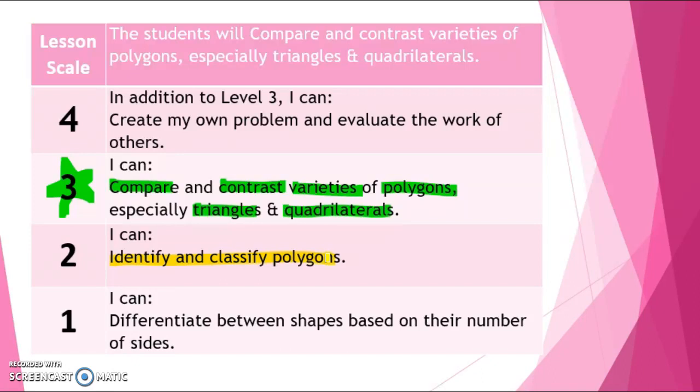If you can't, don't worry. We're going to look at a few in the learn portion of our lesson. And then we need to be able to differentiate. Notice the word different. We need to be able to tell the difference between shapes based on their number of sides. So that's where we're going today.